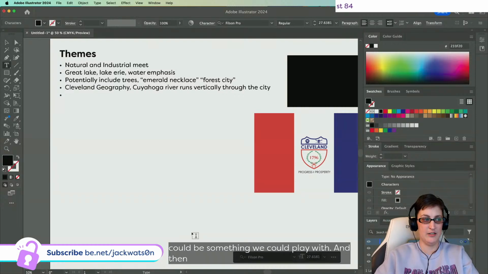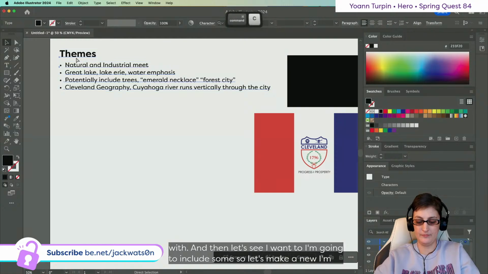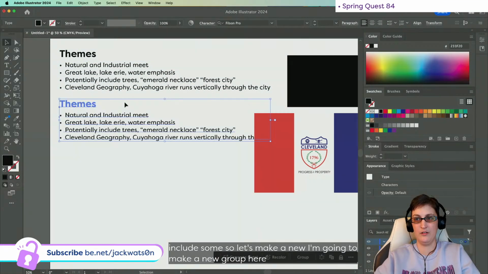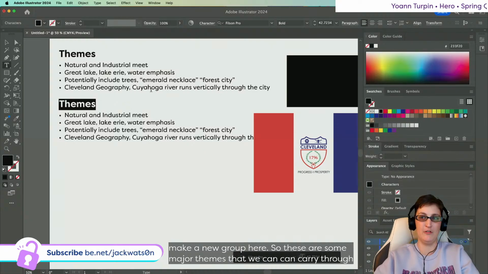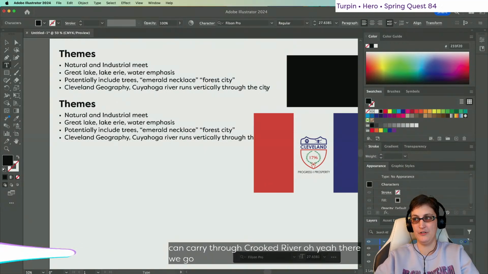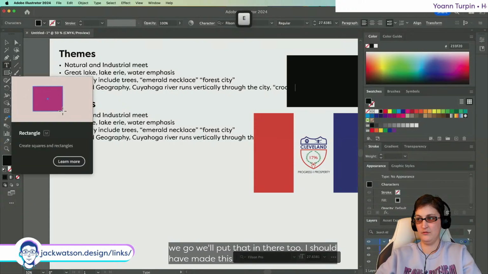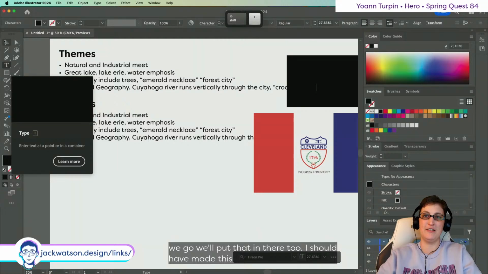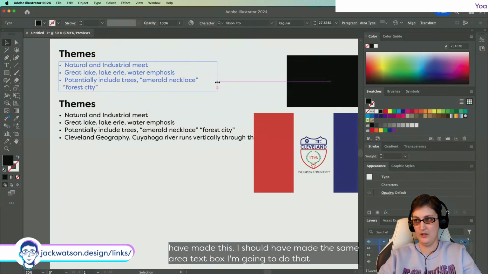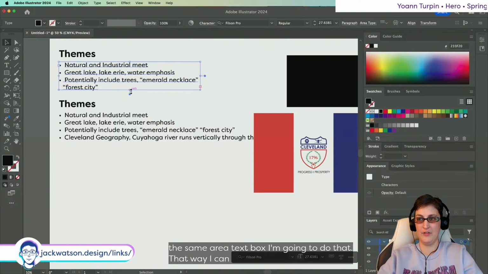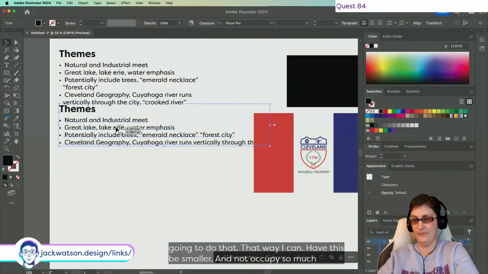And then, let's see, I'm going to make a new group here. So these are some major themes that we can carry through. Crooked River. Oh yeah, there we go, we'll put that in there too. I should have made this an area text box. I'm going to do that. Merge area type. That way I can have this be smaller and not occupy so much space.